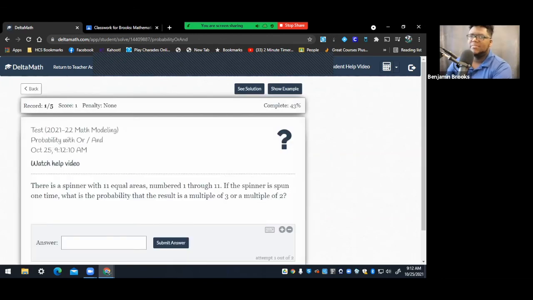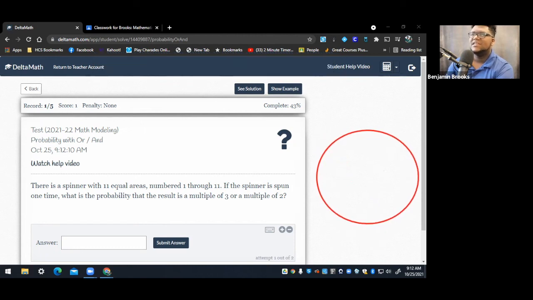All right, probability with and or issues, and or. So there's a spinner with 11 equal areas, numbered 1 through 11. If the spinner is spun one time, what is the probability the result will be a multiple of 3 or a multiple of 2? So what we can think about is we've got this spinner and it's got 11 equal areas.